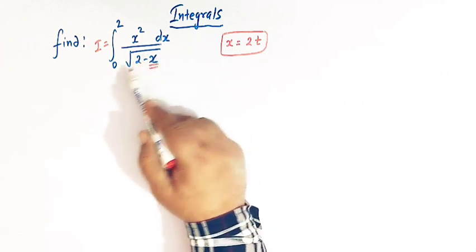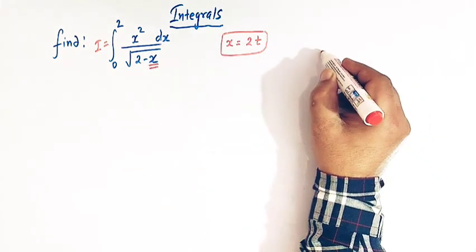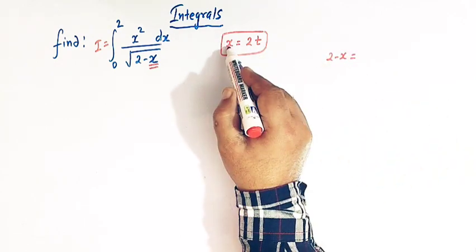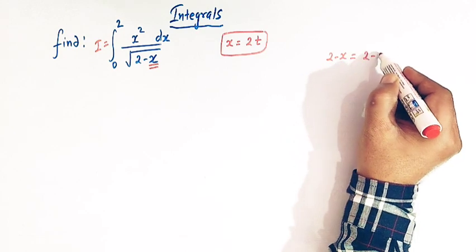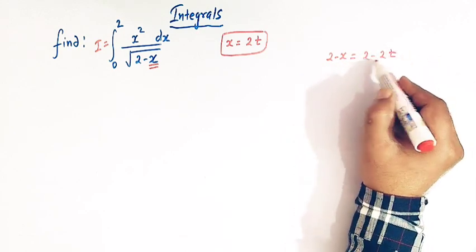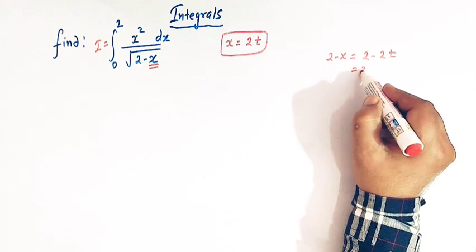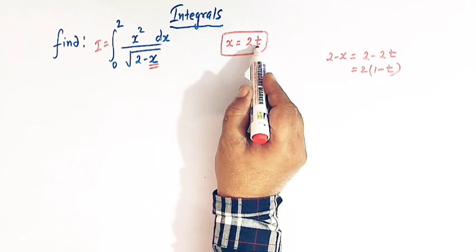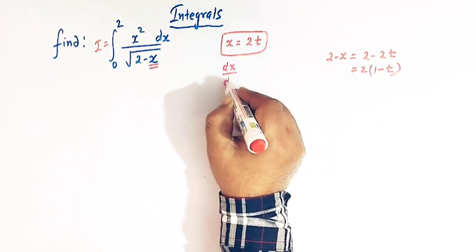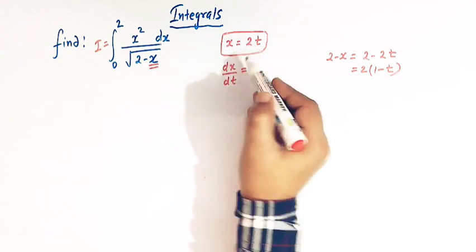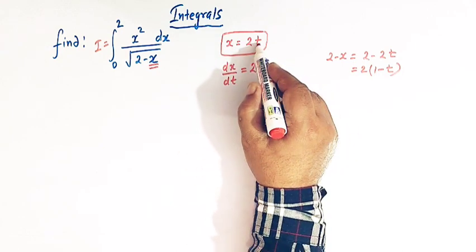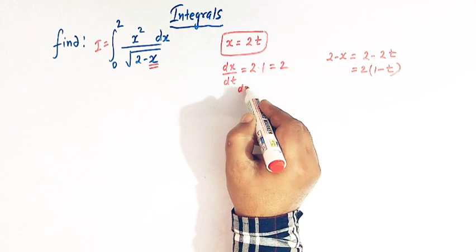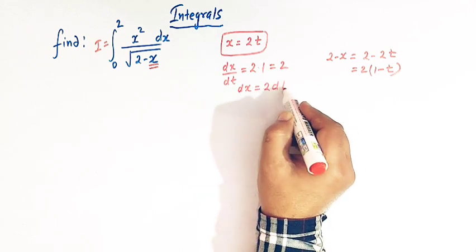Because see, in the denominator we have the term inside the square root sign as 2 minus x, right? So when we take x is equal to 2t, then we have 2 minus 2t, and now we can easily take 2 common, so here we have 2 times (1 minus t). Okay, so now we'll take x is equal to 2t. So dx over dt, that is differentiating both sides with respect to t, we have the derivative of t with respect to t as 1, so we have 2. So now we can write dx is equal to 2 dt.